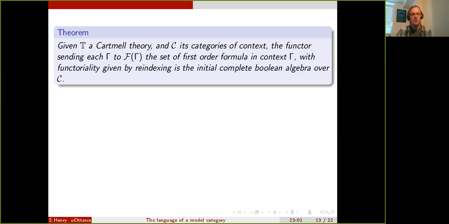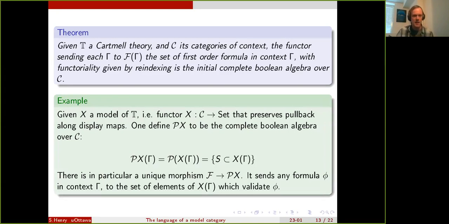The most obvious example of that is if I take X to be any model of the theory, so a functor from the category of contexts to sets that preserves pullback along display maps and transfinite composition of display maps if I'm in the infinitary case. Then I can construct a specific complete Boolean algebra over C, which I call P of X. P of X evaluated on a context gamma is just the power set of X gamma, so the set of all subsets of X gamma, and functoriality is given by pullback.